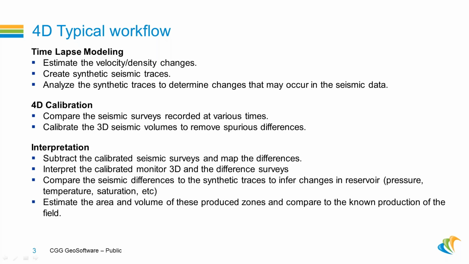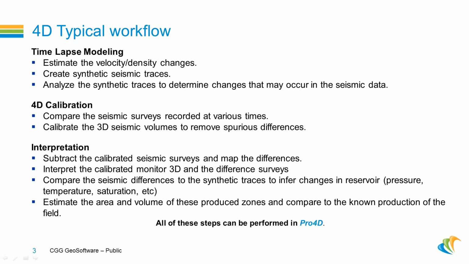Then, in the interpretation, we subtract the calibrated seismic surveys and map the differences, or interpret the calibrated monitor 3D and the difference surveys. We compare the seismic differences to the synthetic traces, as we did in the modeling, to infer the changes in the reservoir. It could be due to pressure, temperature, saturation, etc. And then finally, we estimate the area and volume of these produced zones and compare to the non-produced parts of the field.